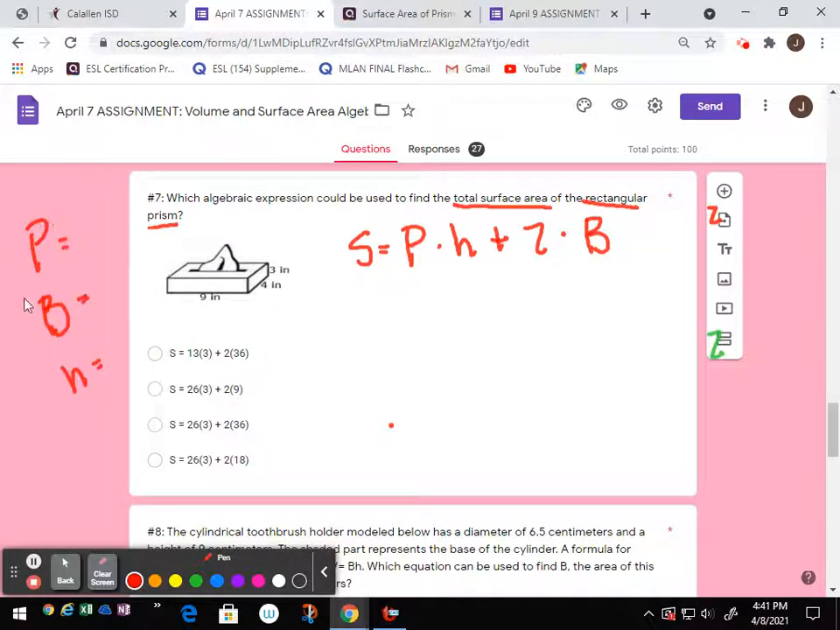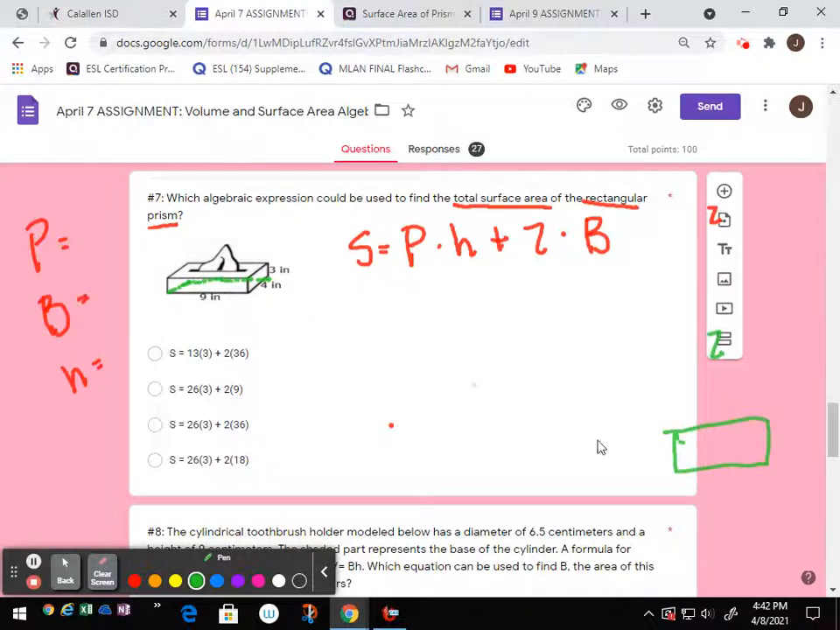Okay, so we need to find the numbers for these letters so that we can plug them into our formula. Okay, so when we talk about rectangular prism, we know the base is always what it's sitting on, and it's sitting on this rectangle down here. So here's our base. It's a rectangle.